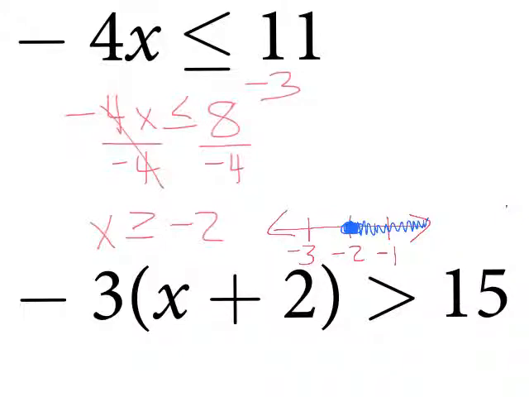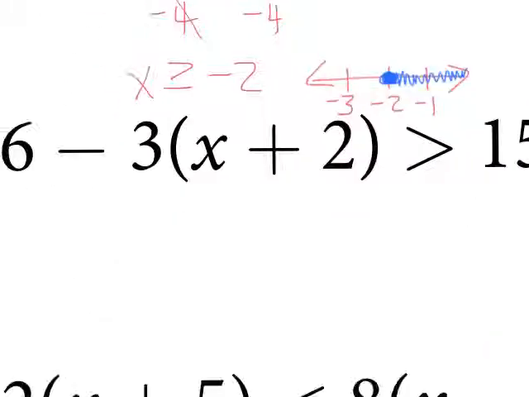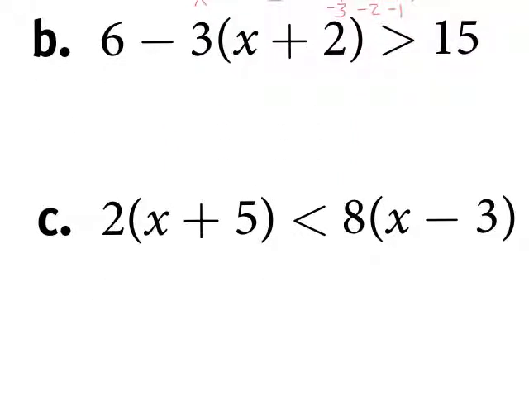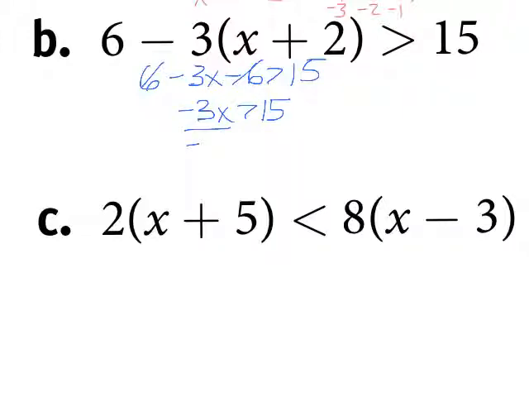Okay. All right, let's look at B. All right, so I first need to distribute. So I have 6 minus 3x minus 6 is greater than 15. My 6 minus 6 cancels out, and I'm left with negative 3x is greater than 15. I divide by negative 3 on both sides, and again, dividing by a negative tells me to flip my sign. So x is now less than negative 5.